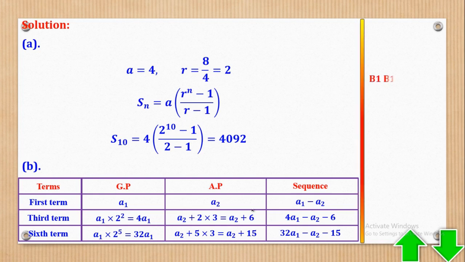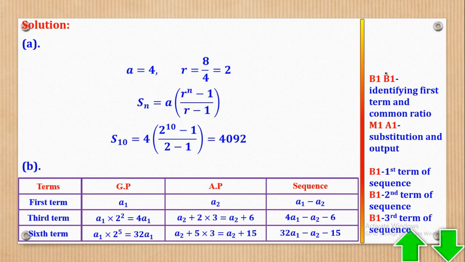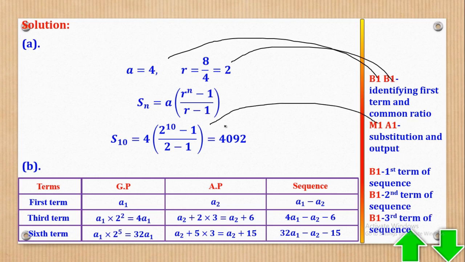So before we go to the next slide, let's see how marks can be awarded for this slide. B1 for identifying the first term, B1 for common ratio, M1 for substitution, A1 for the output. B1 for the first term of the sequence, B1 for the second term, B1 for the third term.